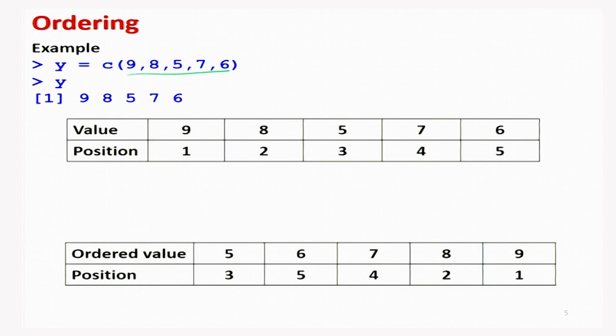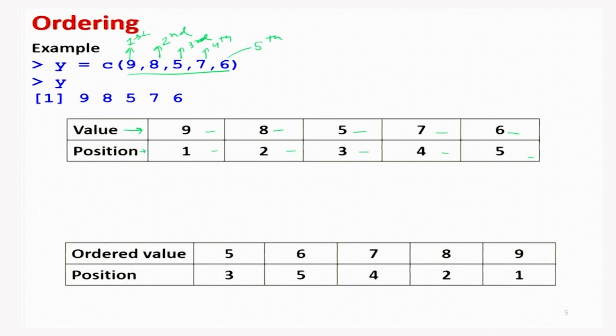For example, this value 9 is at the first position, this value 8 is at the second position, 5 is at the third position, 7 is at the fourth position, and 6 is at the 5th position. So, in order to explain, I write down all the values 9, 8, 5, 7, 6, and then their locations or positions, their address in the data vector, which is 1, 2, 3, 4, 5.